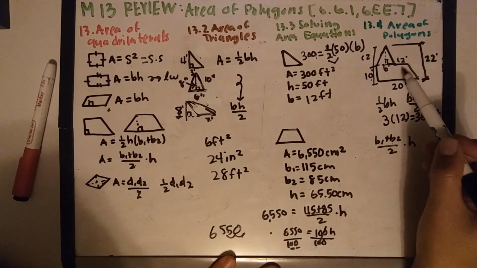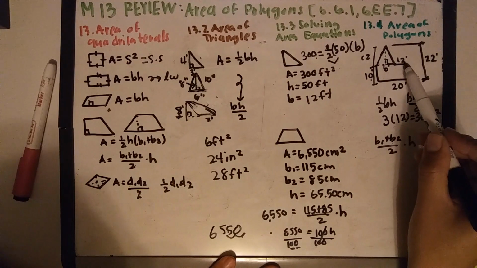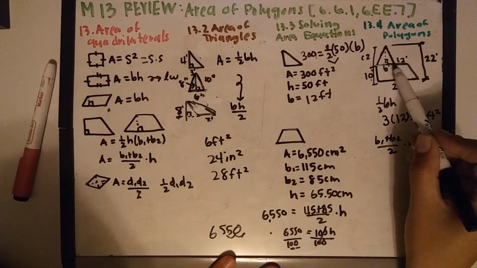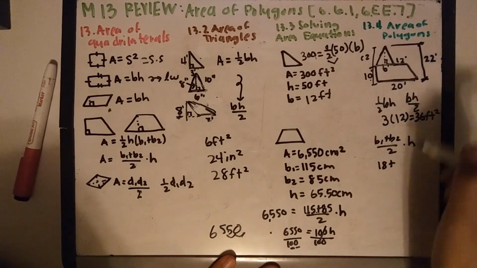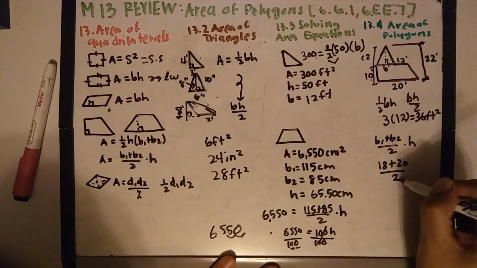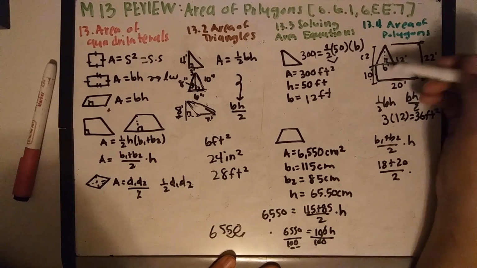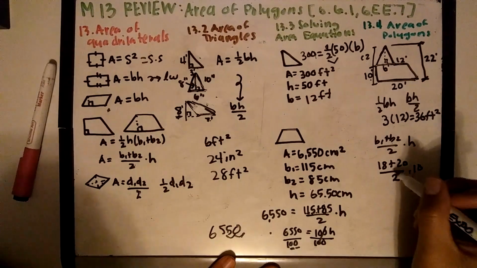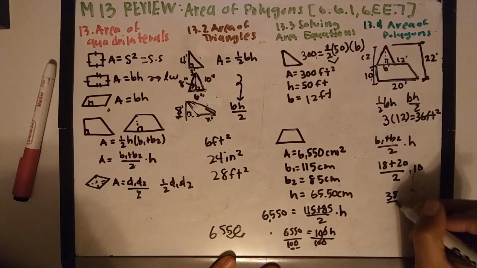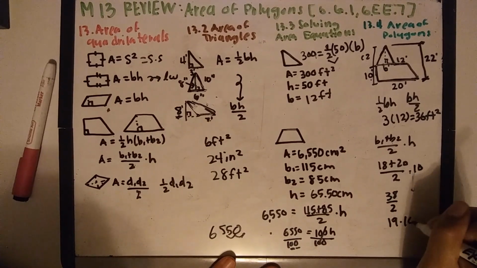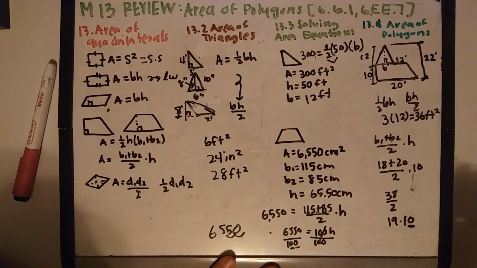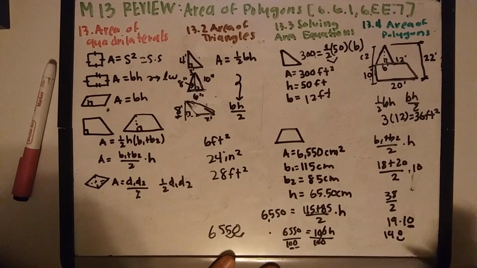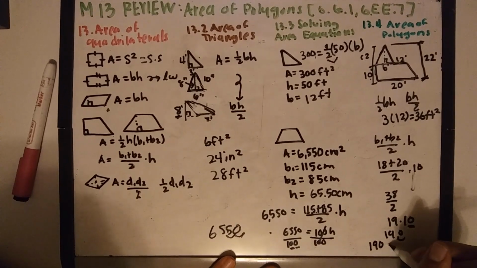So base 1 is, I can do 16 plus 6, that would be 18, plus this is 20, divide that by 2, times it by how tall it is, which is 10. 20 plus 18 is 38, divided by 2, that gives me 19, times 10. Remember, I don't have to multiply again, because I know that I have to move my decimal place that many times to the right. So then 19 with the decimal right here, I go 1 placeholder, so that's 190 square feet for that one.